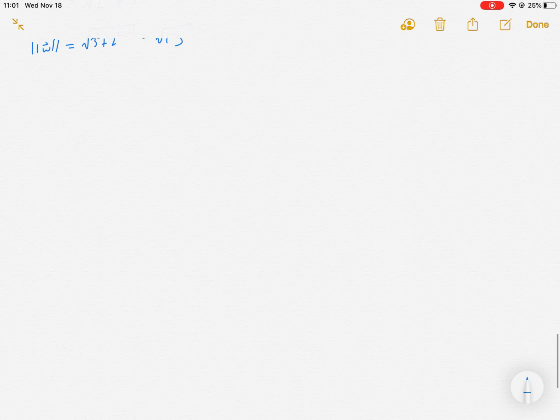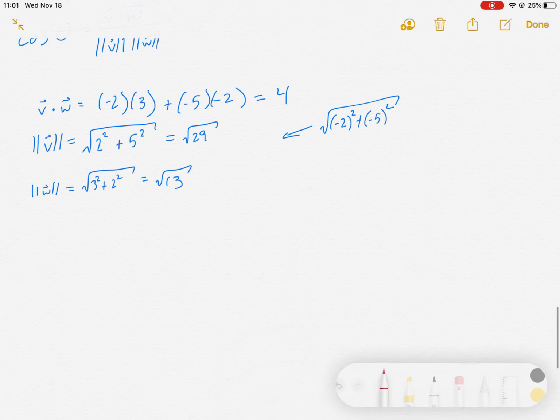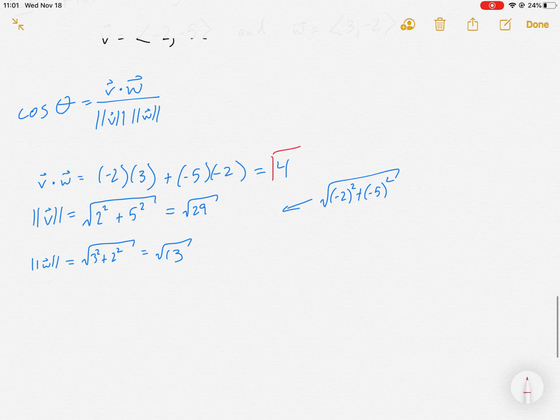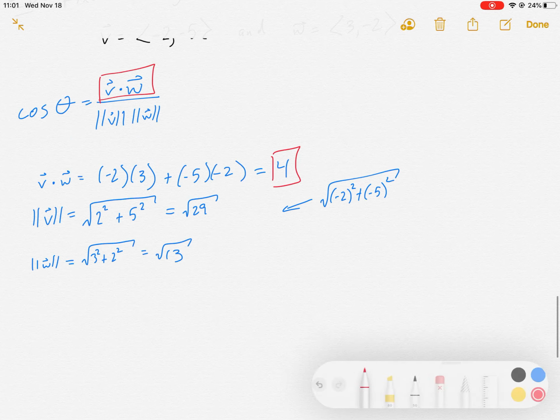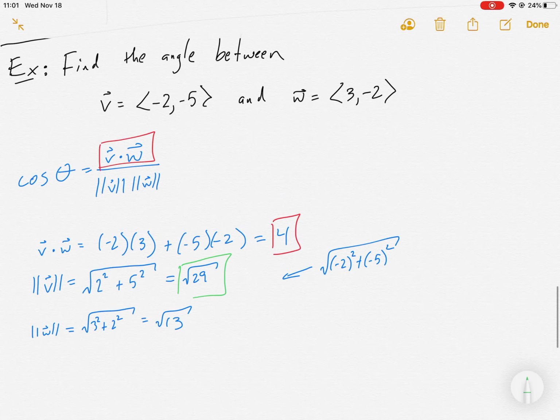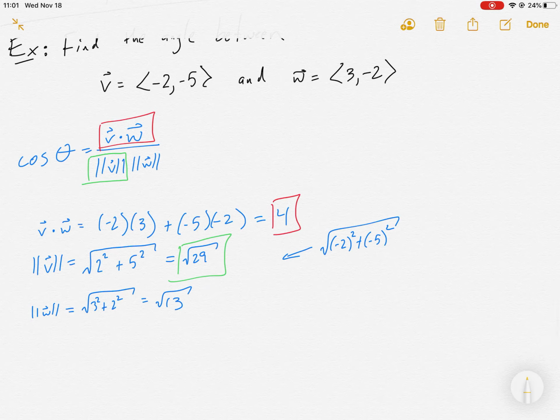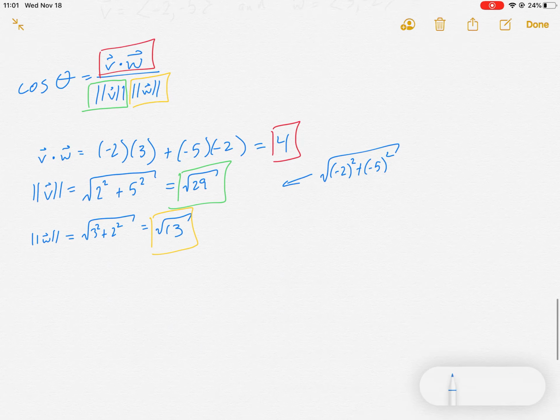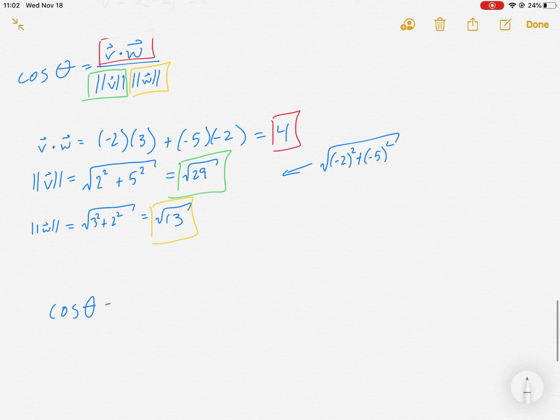Okay, so we have all the pieces we need. We have the dot product here. We have the magnitude of v. And then we also have the magnitude of w. So let's put it all together. Cosine of theta is going to equal 4 over the square root of 29 times the square root of 13. I will use parentheses here just to show that the square roots are different.